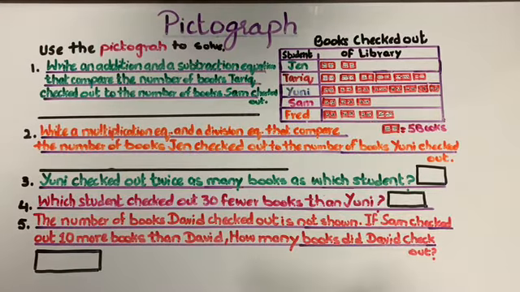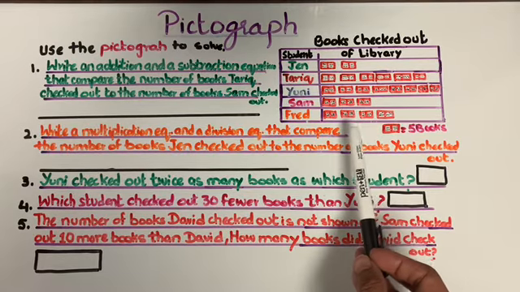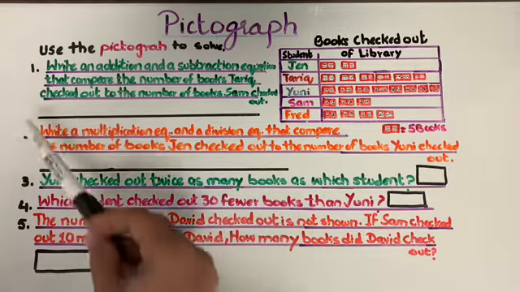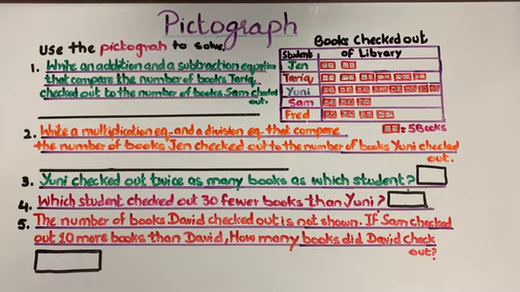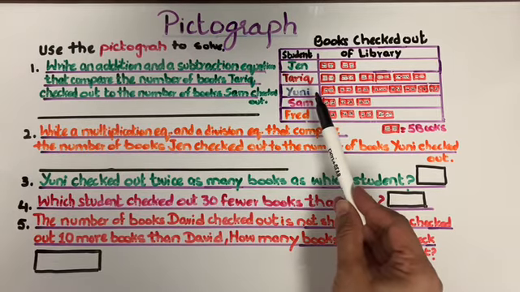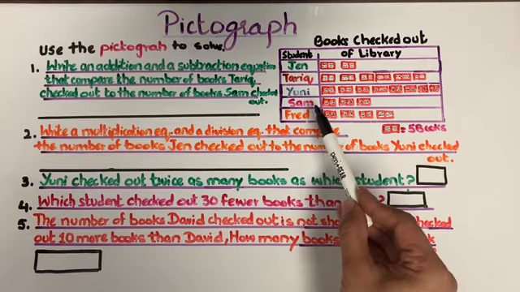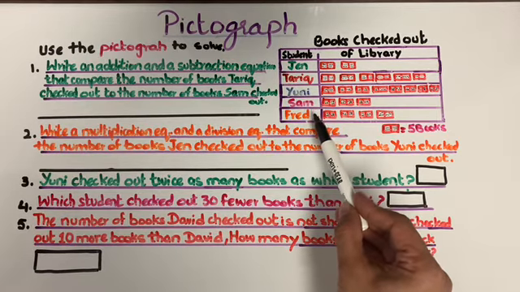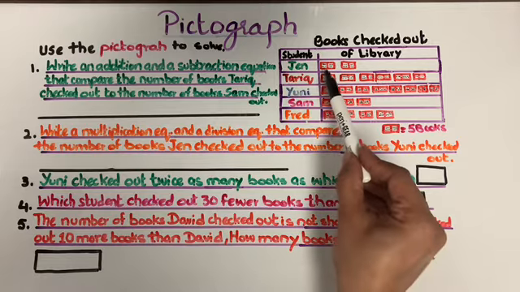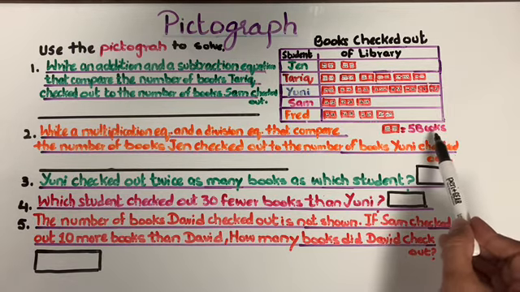Here we have another pictograph. First we'll understand this pictograph and then we will use this pictograph to solve these 5 questions. This pictograph shows how many books these 5 students checked out of a library in 1 year. And in this graph, 1 book symbol is equal to 5 books.